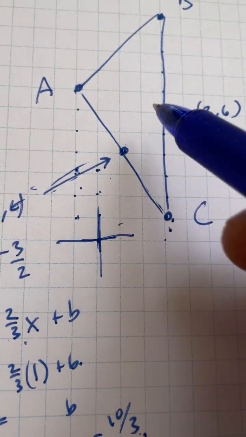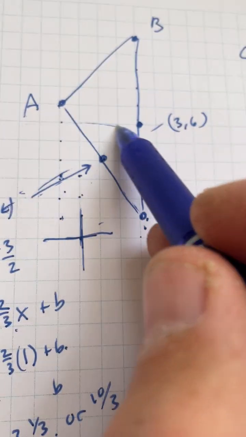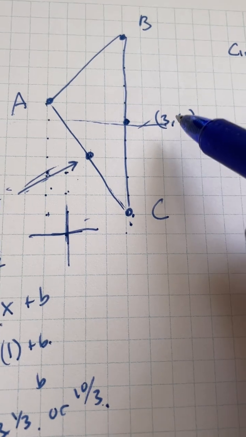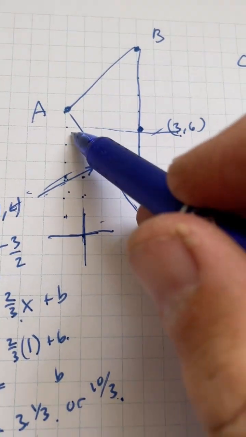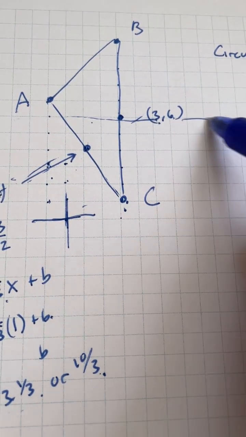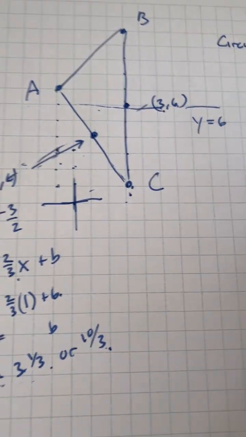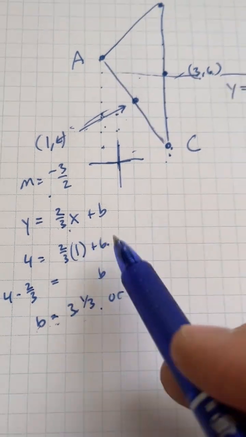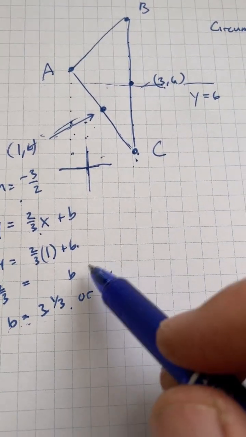The equation for this line is just going to be a flat horizontal line, which would be, is it x equals 3? No. Is it y equals 3? No. It's y equals 6 is the equation of that line. All right, so now I have two lines. I didn't write it out. I need to find the intersection.